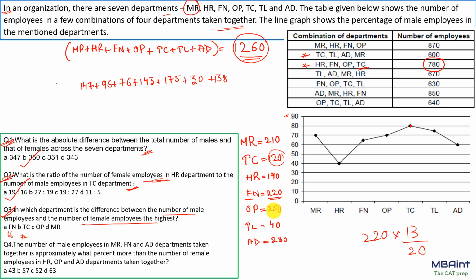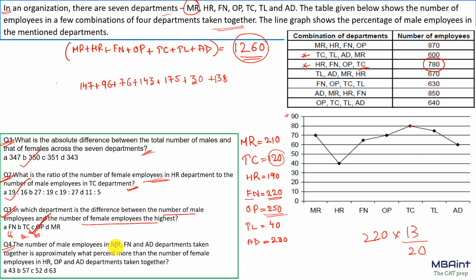Similarly for OP, it is 250 and OP is 70%. So 70% male, 30% female, the difference is 40%. So 40% of 250, that is 25 into 4, which makes it 100. Similarly for MR, 70% and 30%, the difference is 40%. 40% of 210 would definitely be less than OP. So OP is highest. Now let's look into question number 4.